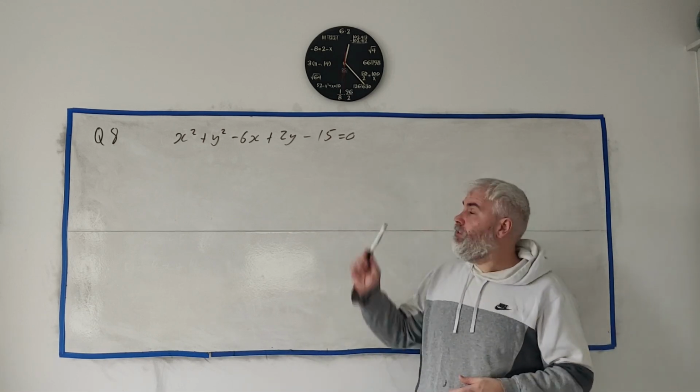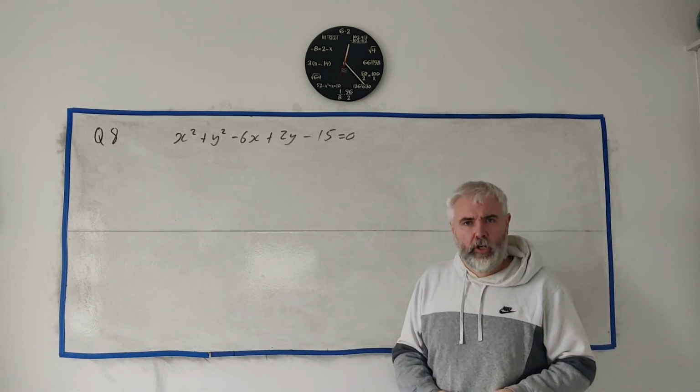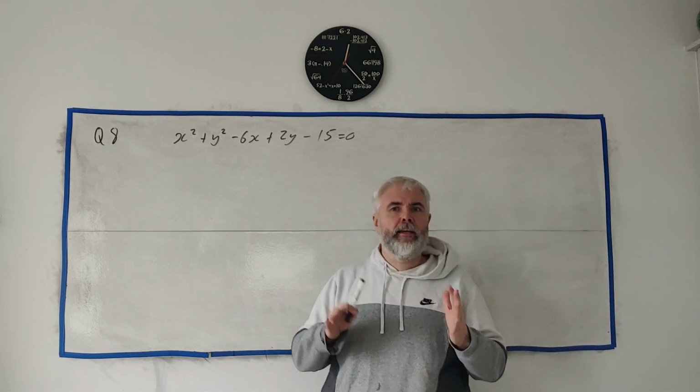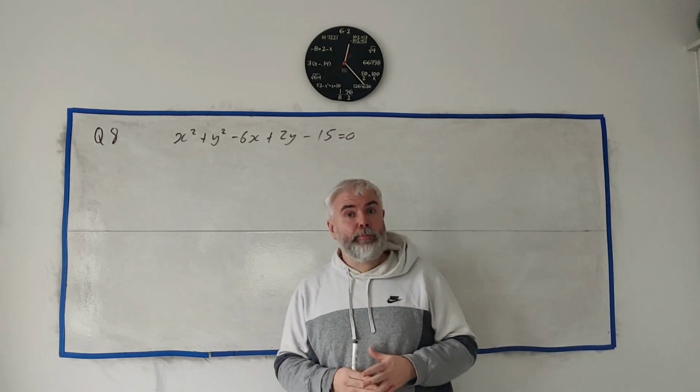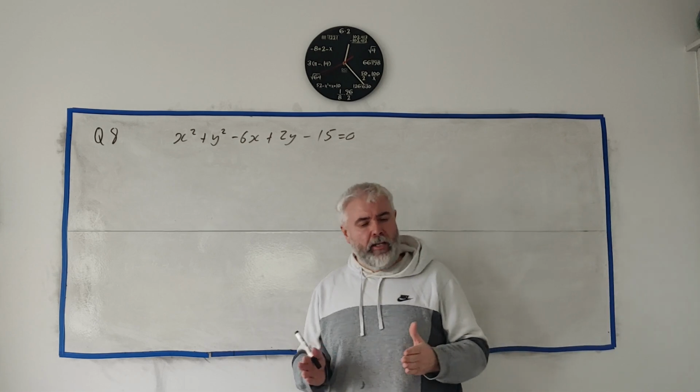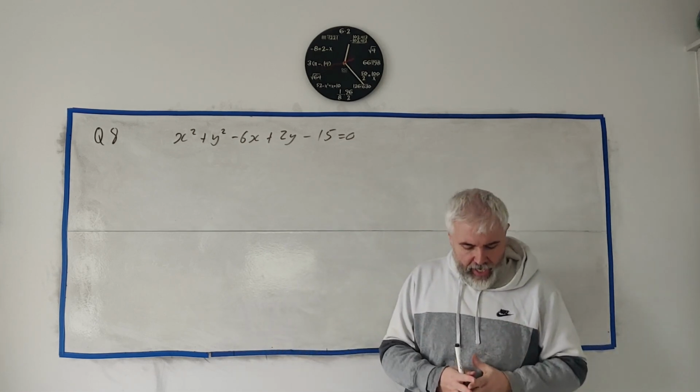In question 8, we're given this equation for a circle and we're told it hits the y-axis at 2 points, and at those points we get tangents, and we want to find the point where those tangents intersect.